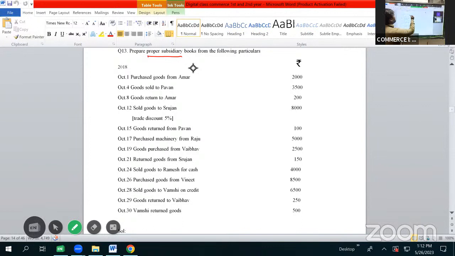Here, first, the transaction is related to purchases, so we have to prepare purchases book. Then we have goods sold to Pawan. We also have to prepare sales book. Then here we have goods returned to Amar. So it is a transaction of purchase return. And goods returned from Pawan, so again we have sales returns. So for this problem, we have to prepare all four books: purchases book, purchase returns book, sales book, and sales return book. So let us go through it.